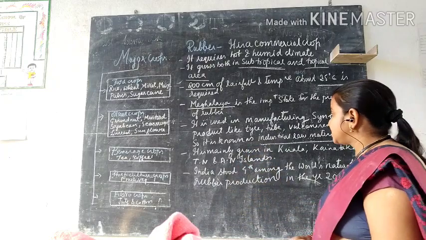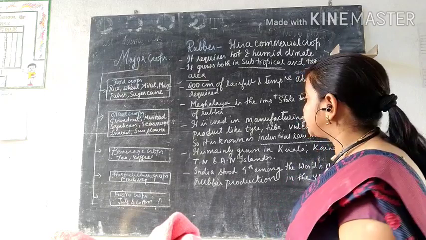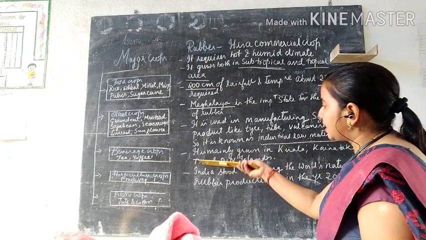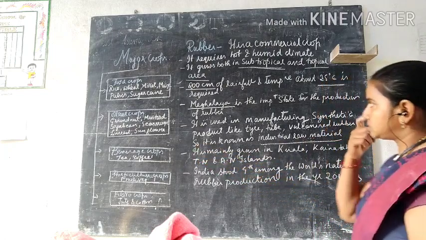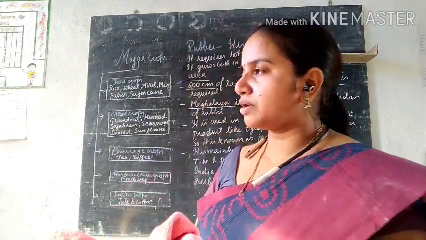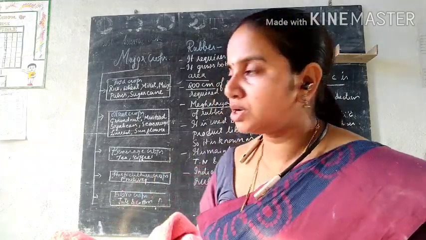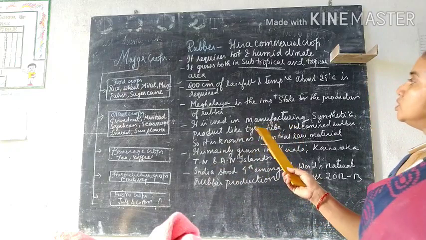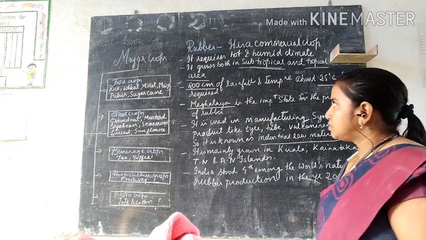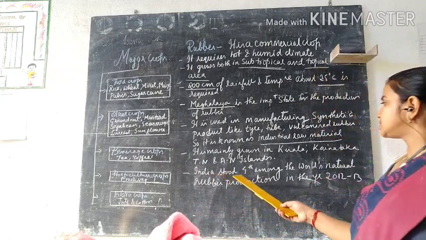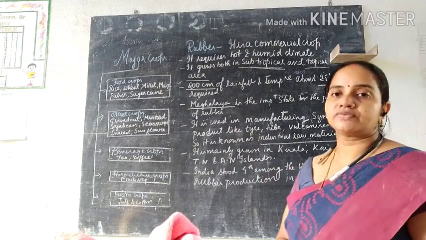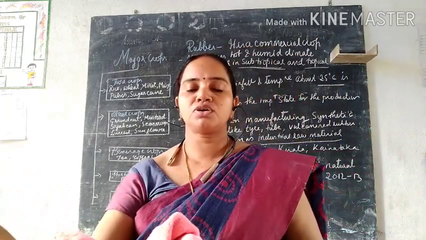Besides Meghalaya, the other states which produce this crop are Kerala, Karnataka, Tamil Nadu, and the Andaman and Nicobar Islands. All these areas have near about 200 centimeters of rainfall, so these regions are good for the production of rubber. What needs to be noted here is that India stood fourth among the world's natural rubber producers in the year 2012-13. So this was the plantation crop which we have discussed.